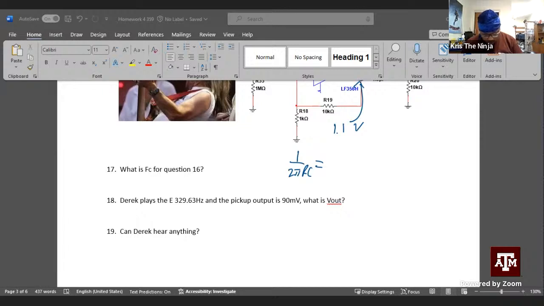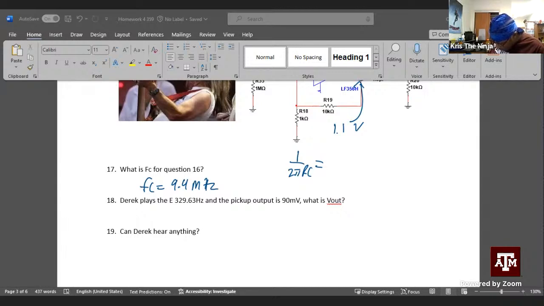So the cutoff frequency is 9.9 megahertz. So this man ain't finna get nothing out of this filter. This filter is not giving anything, bro. It's too big. So he plays E at 329.63.